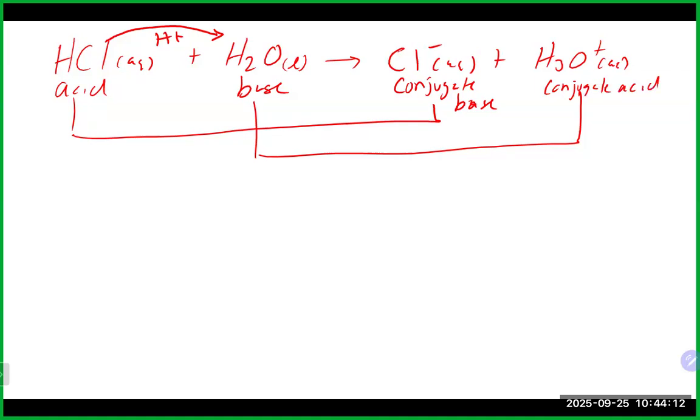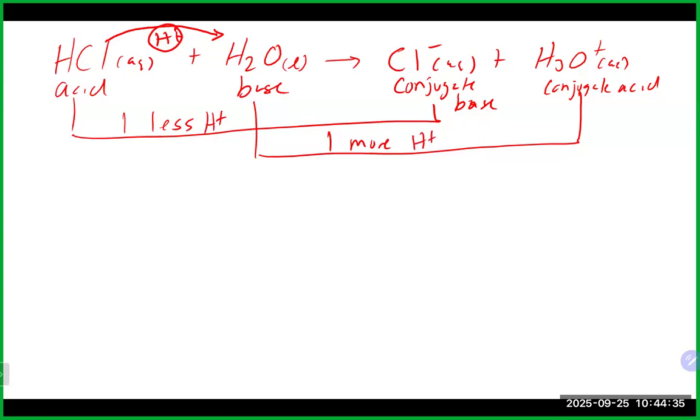Again, in this case, the absolute only difference between each of those partners is 1 H plus. As we go from the acid to the conjugate base, it has one less H plus. That's because it gave it away. And as you go from the base to the conjugate acid, it has one more H plus because it accepted it. And that is where we end up.